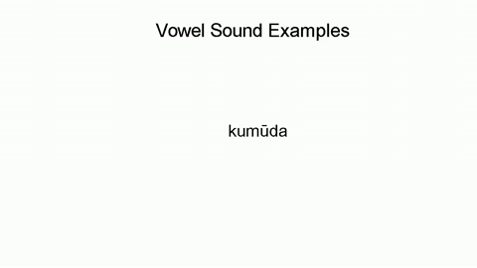Kumuda. Listen carefully to the difference between the short and the long vowel sounds. If both the first two vowel sounds were long, this would be said as kumuda. And finally, this would be pronounced kumuda, all three vowel sounds being short. Kumuda is a kind of beautiful flower.